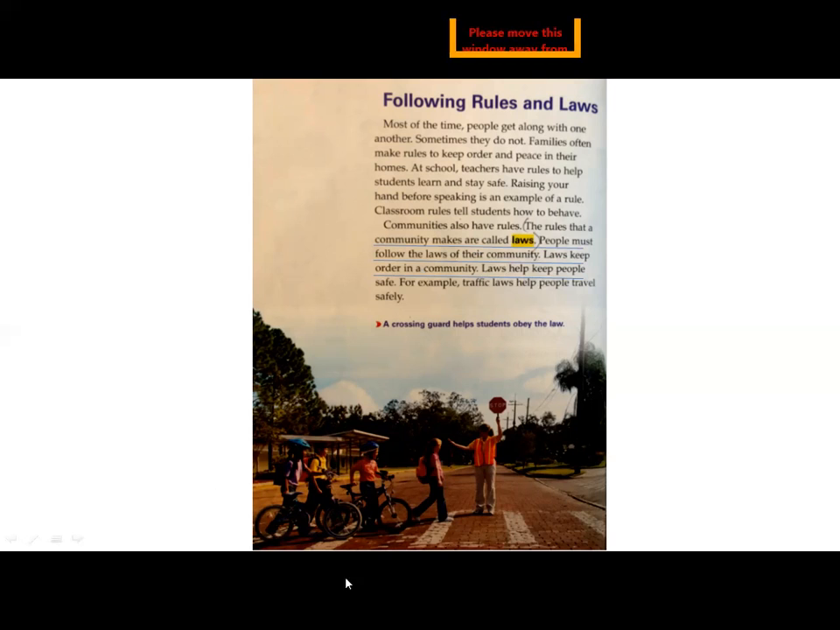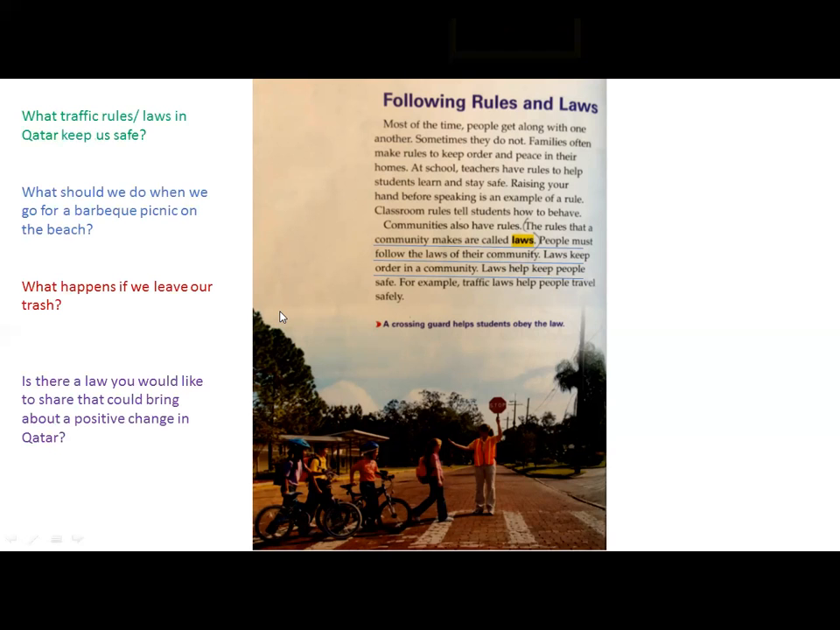Now you can observe and analyze this picture, where there is a guard who is helping these students out and making sure that these students are obeying the law. They're probably going to school and they have to cross on the zebra crossing when they walk across the street, right?